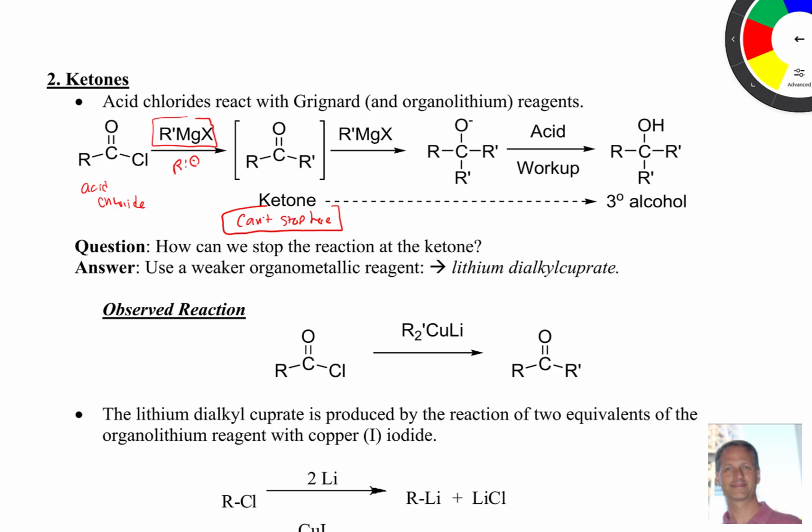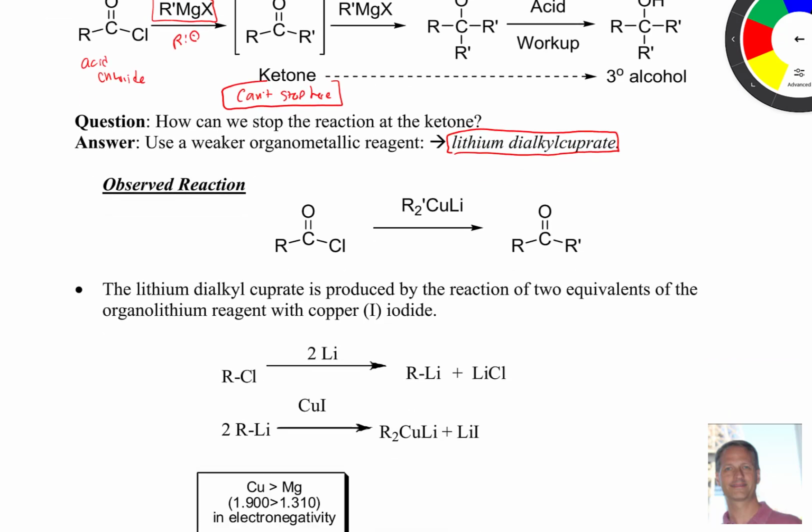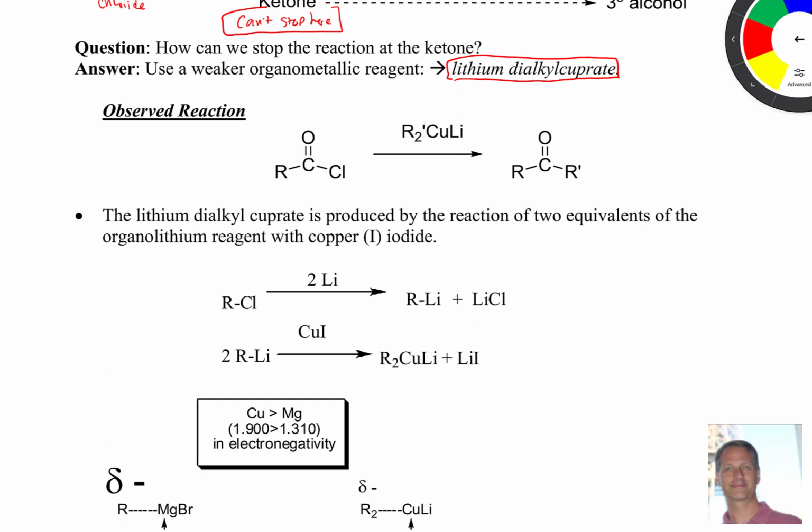So then the question is, how can we stop the reaction at the ketone? Well, just like we wanted to try to stop the reaction at the aldehyde, where we added the LAH and we changed that to a less reactive species, we need to have a less reactive species than a Grignard. So the solution here is to use this thing called a lithium dialkyl cuprate. Let's take a minute and talk about how it's prepped, why it's less reactive, and then look at some reactivity here too.